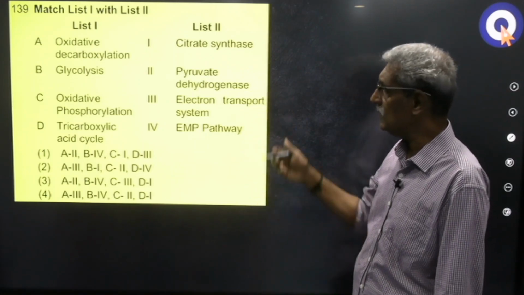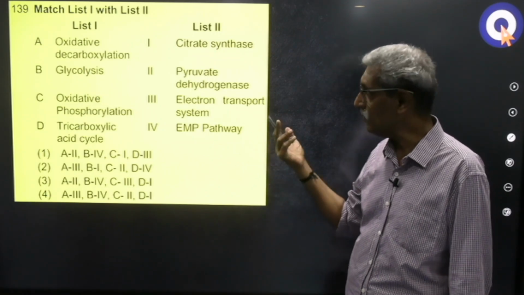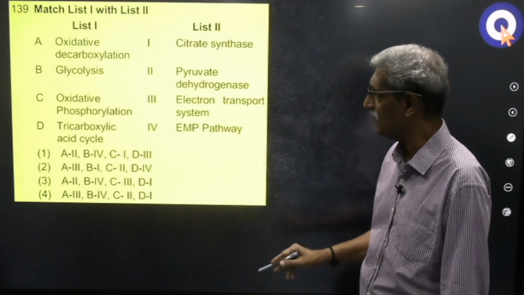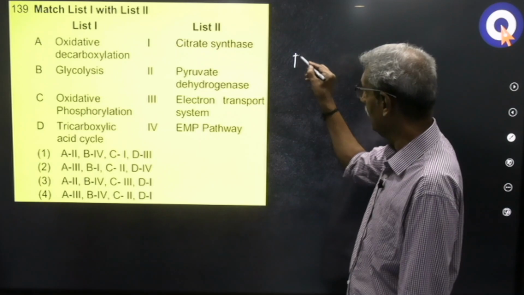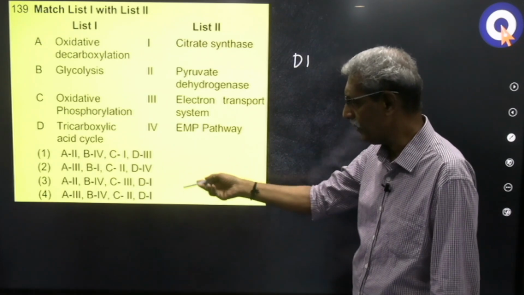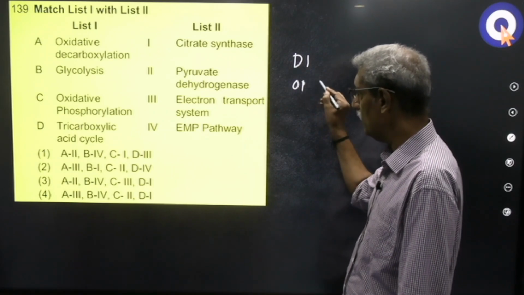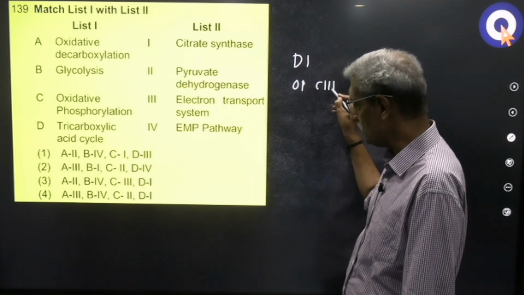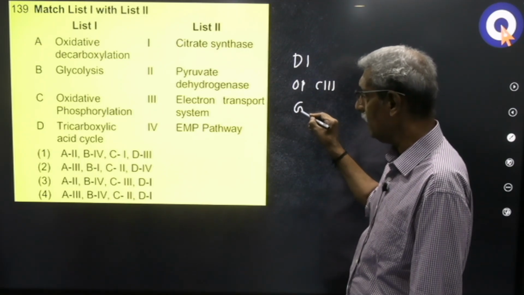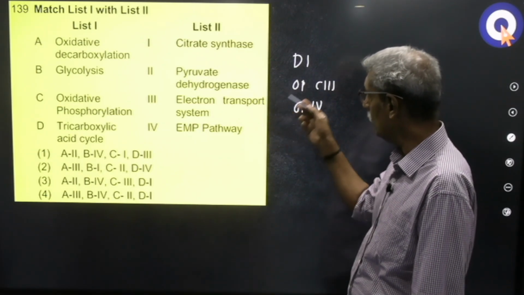Now let's look at this. These are the sort of questions which are going to come in the future. This is a very good analysis question, wherein you say oxidative decarboxylation, glycolysis, oxidative phosphorylation, and tricarboxylic acid cycle. Remember, when you take the tricarboxylic acid cycle, it is because of citrate synthetase. You have to know how to catch the options quickly. Oxidative phosphorylation is a characteristic of the electron transport system. Glycolysis is also called the EMP pathway. And then we have got all the options.